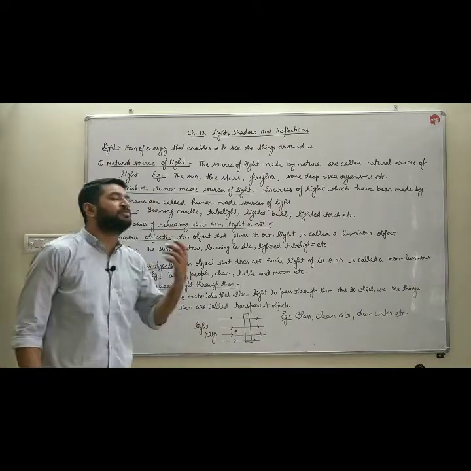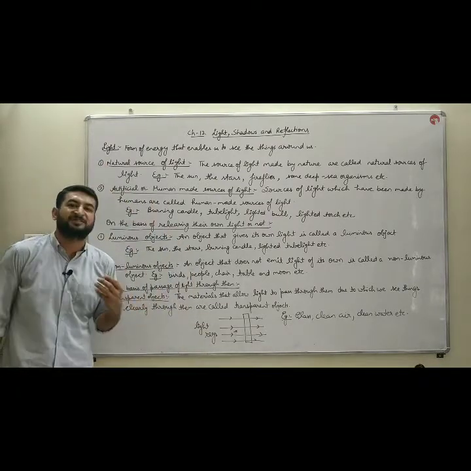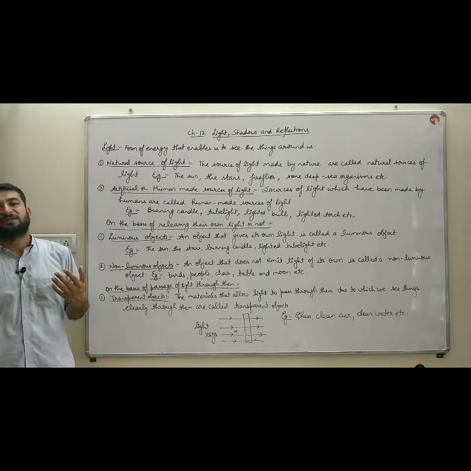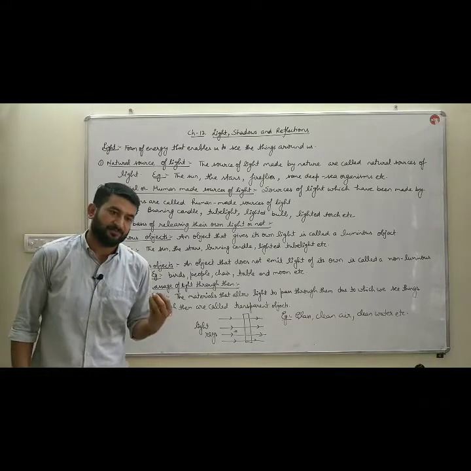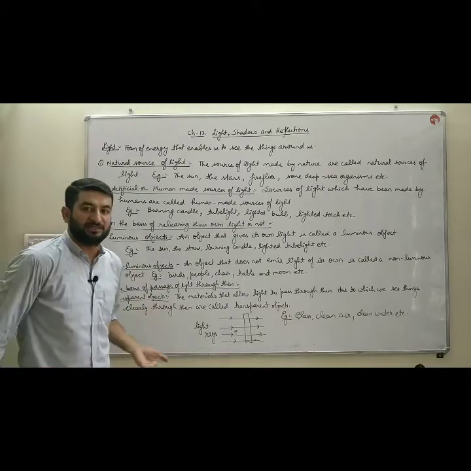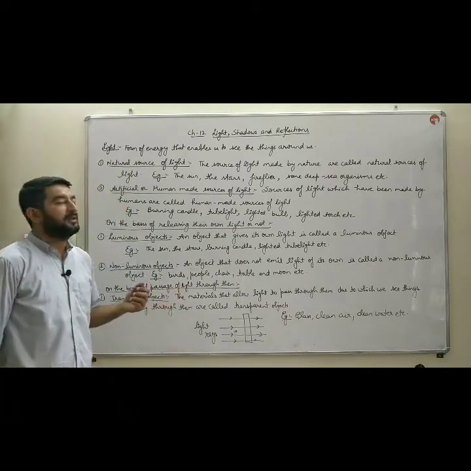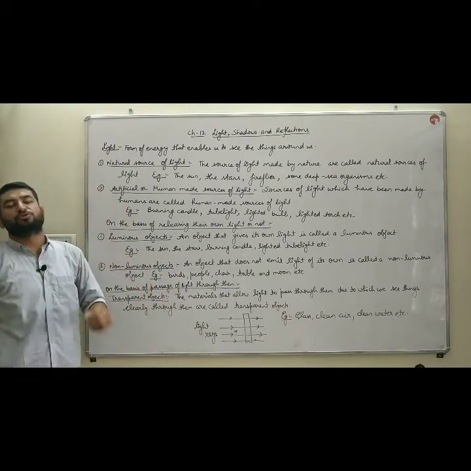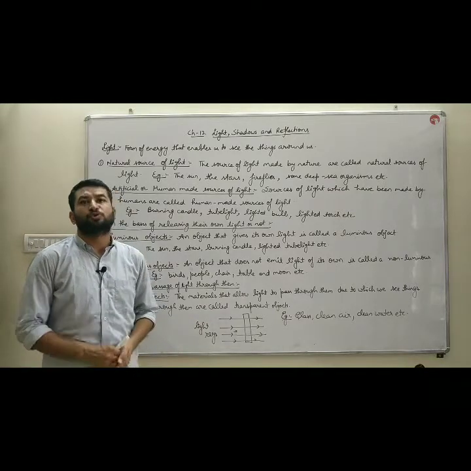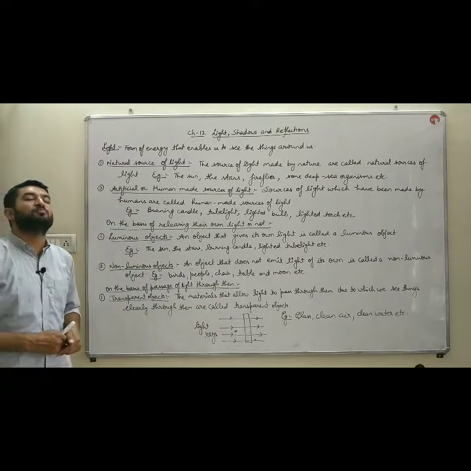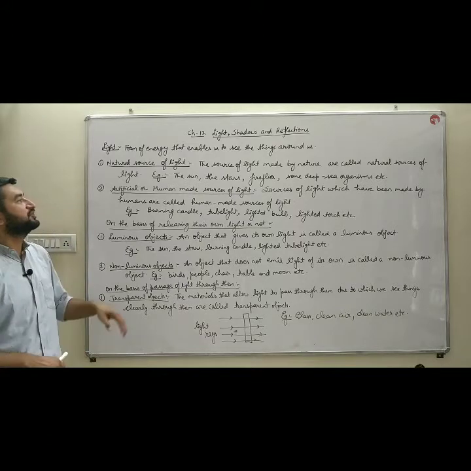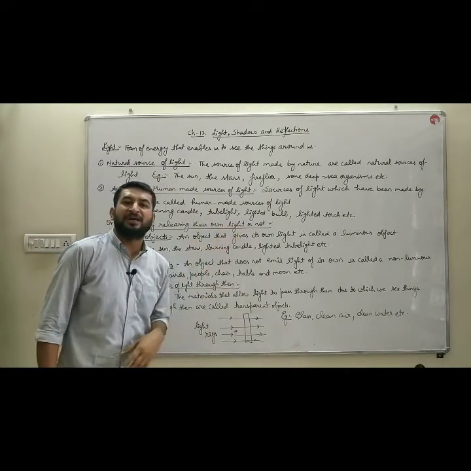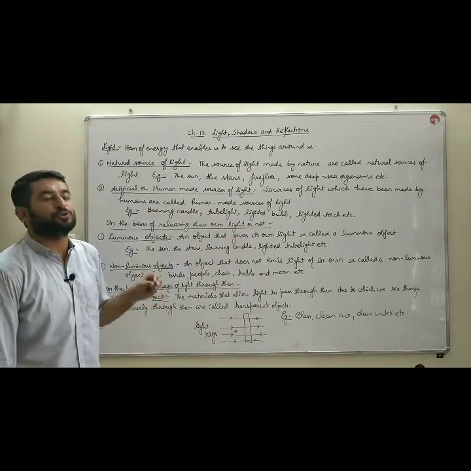Now the sources, the objects are differentiated on various bases. First, on the basis of origin, where they originated, bache, who formed them. The first one are natural sources of light. The sources of light which are made by nature, which occur in nature, are known as natural sources of light.